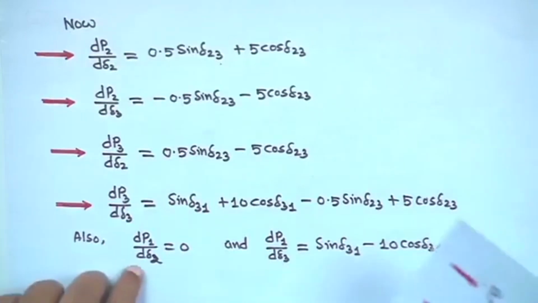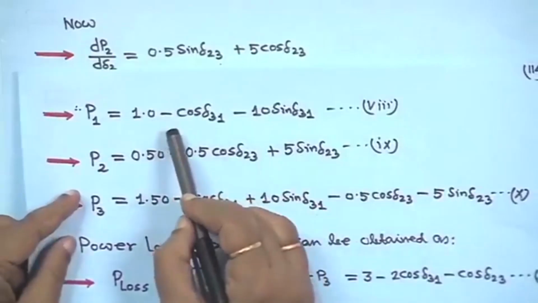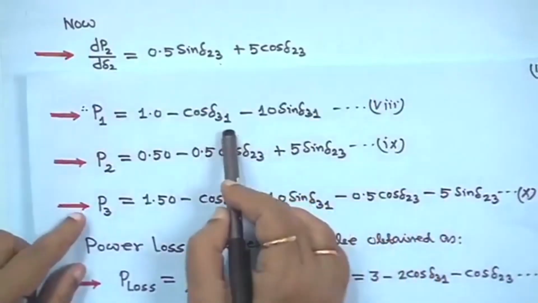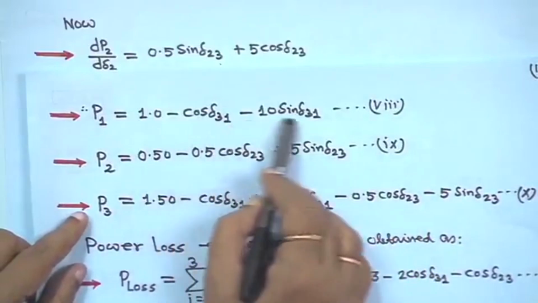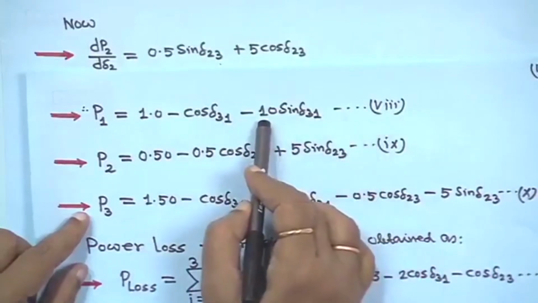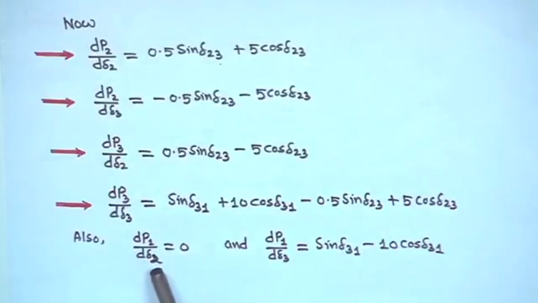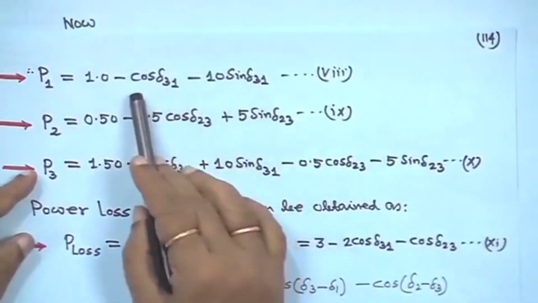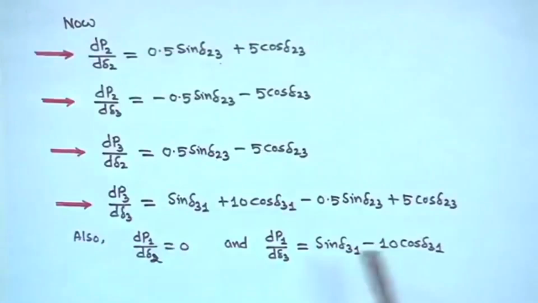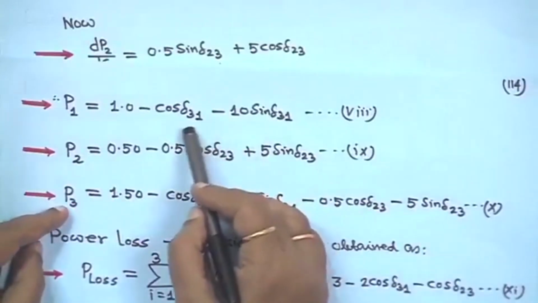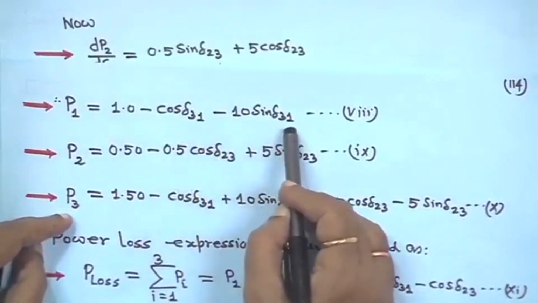And also dP 1 by d delta 2 is 0, because P 1 is not a function of delta 2. Nowhere does delta 2 appear in equation 8, that is why dP 1 by d delta 2 is equal to 0. And dP 1 by d delta 3 is a function of delta 3, so you can take the derivative. That gives sin delta 3 1 minus 10 cosine delta 3 1, with delta 3 minus delta 1 inside.